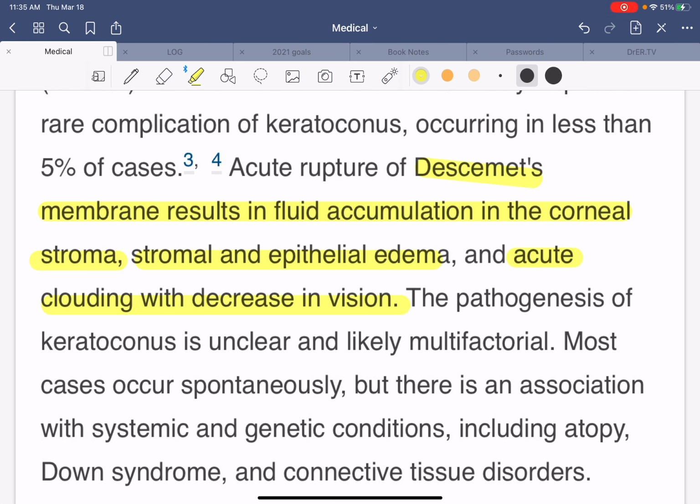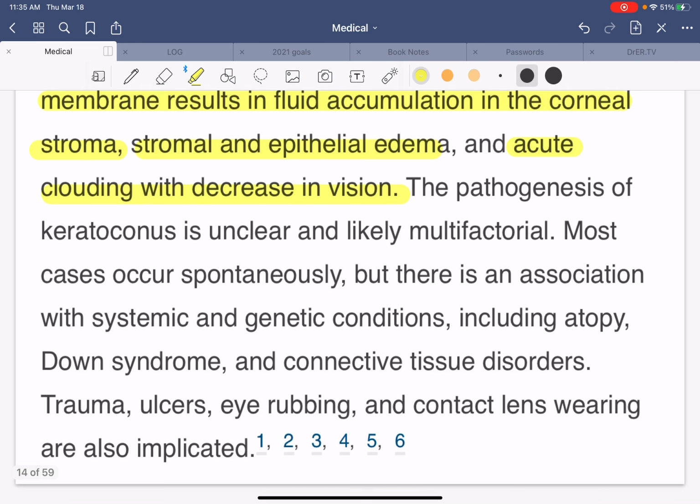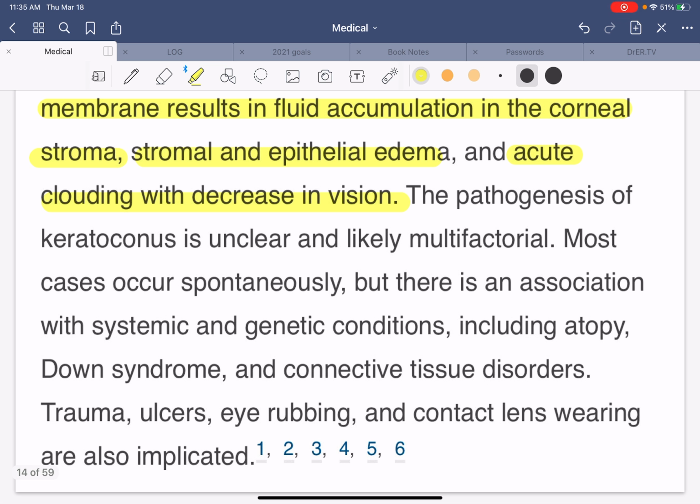The pathogenesis of keratoconus is unclear and likely multifactorial. Most cases occur spontaneously, but there is an association with systemic and genetic conditions, including atopy, Down syndrome, and connective tissue disorders. Trauma, ulcers, eye rubbing, and contact lens wearing are also implicated.